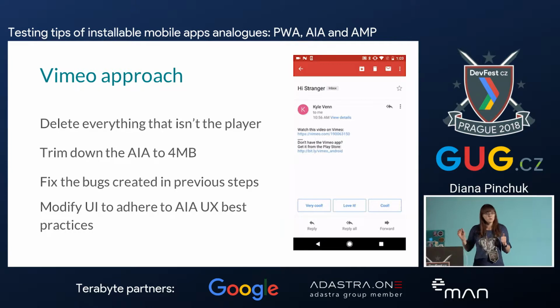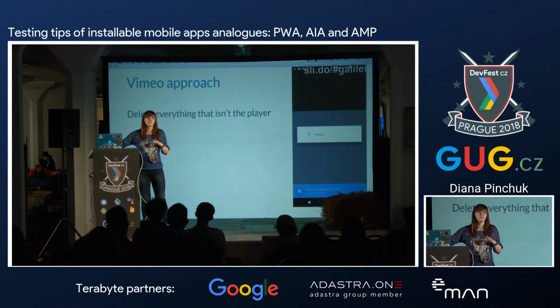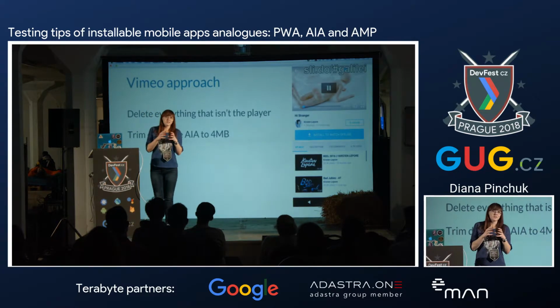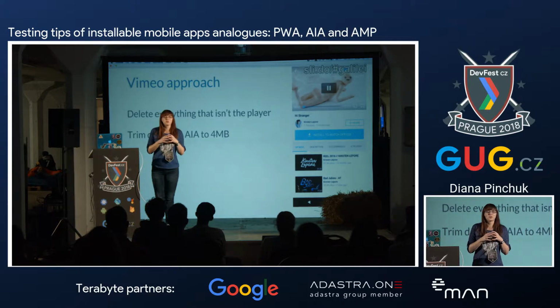I would like to tell about the Vimeo approach. Vimeo is a very popular video player, and they were one of the early adopters of this program. So how did they build their instant application? They have a very big native mobile application, and to make it instant, they first removed any extra code that wasn't the player itself. Then, all that was left, they tried to trim down to 4 megabytes.